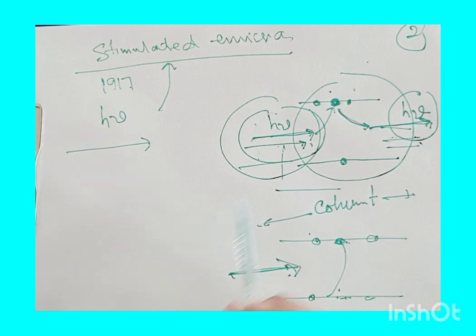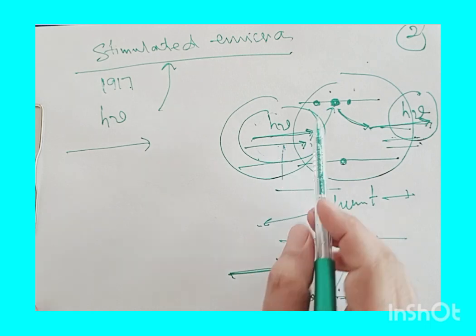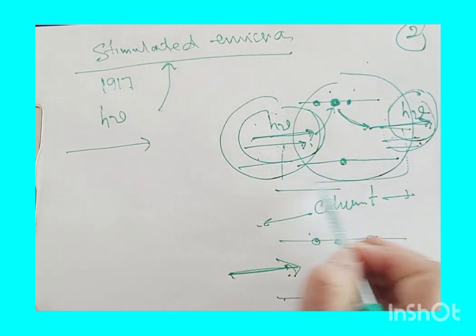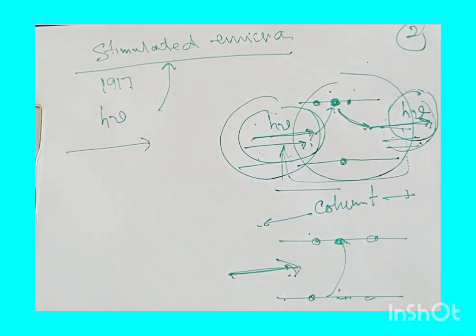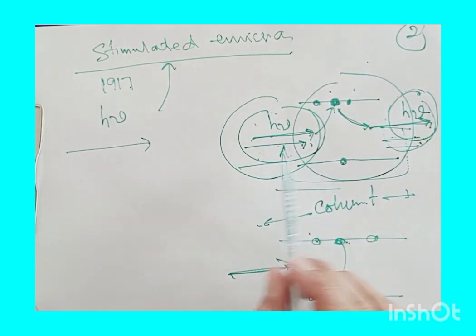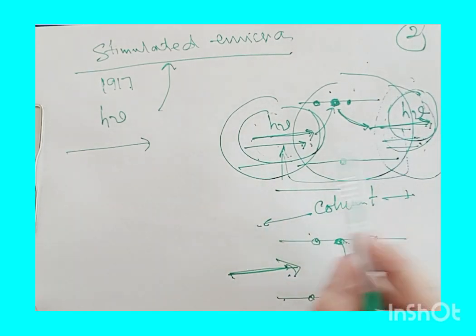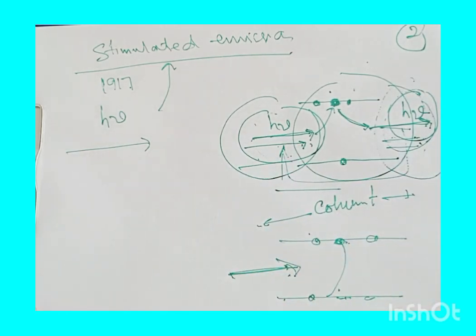And the stimulated emission is that you have the output radiation in phase with the input radiation. So all the photons that are coming out of the system are in the same phase with respect to the photons that are falling on the system.